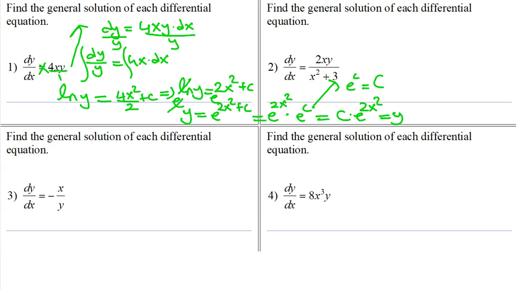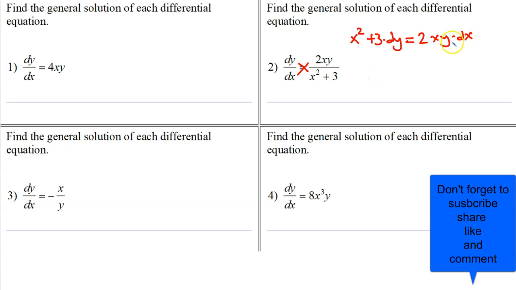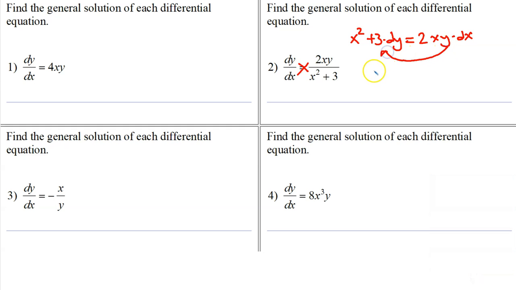Alright, so let's move on to the second problem. Before that, let me erase the board. In the second problem, what we have is this differential equation. So again, we're always going to start off doing the cross multiplication. So we get x squared plus 3 times dy is equal to 2xy times dx.